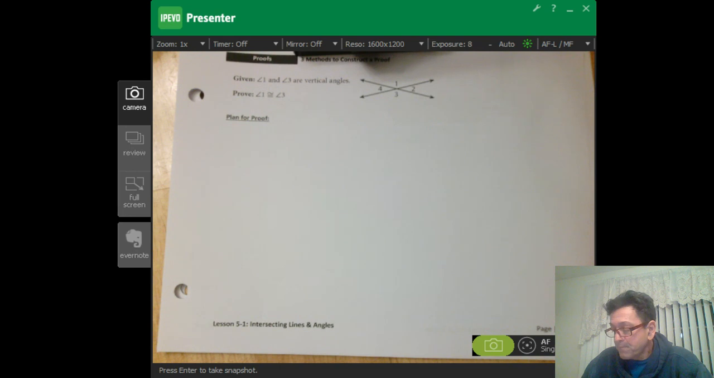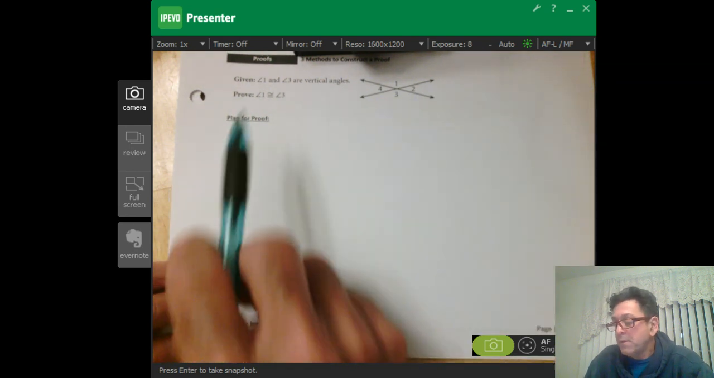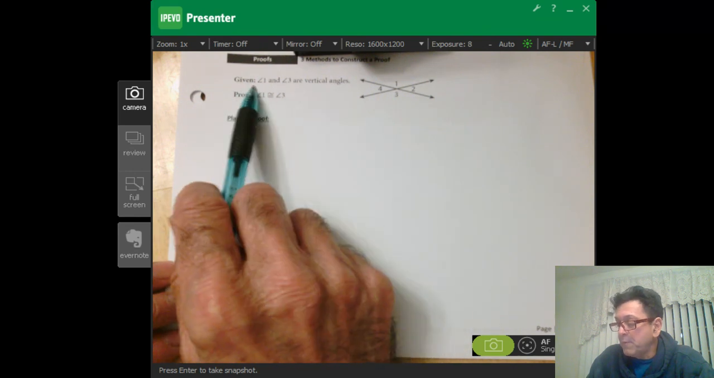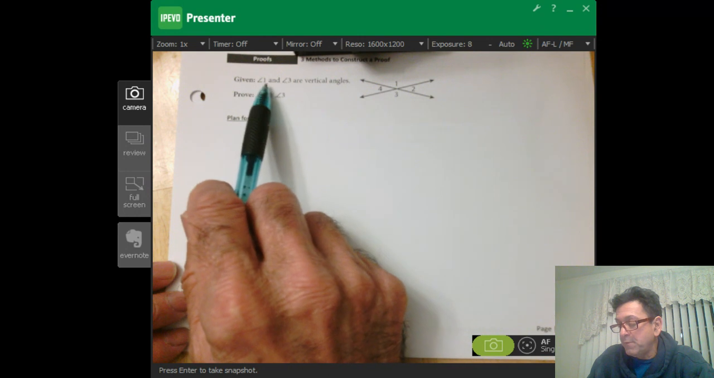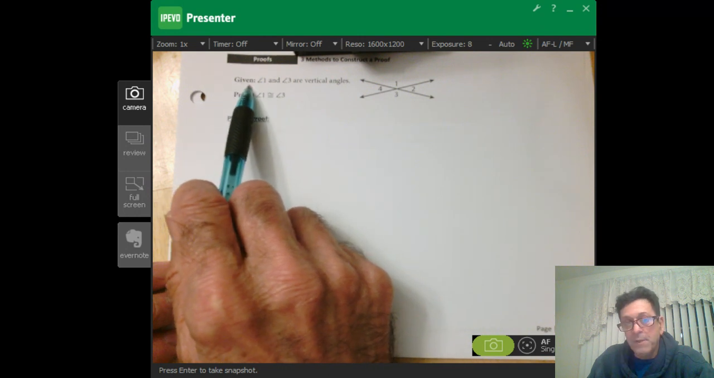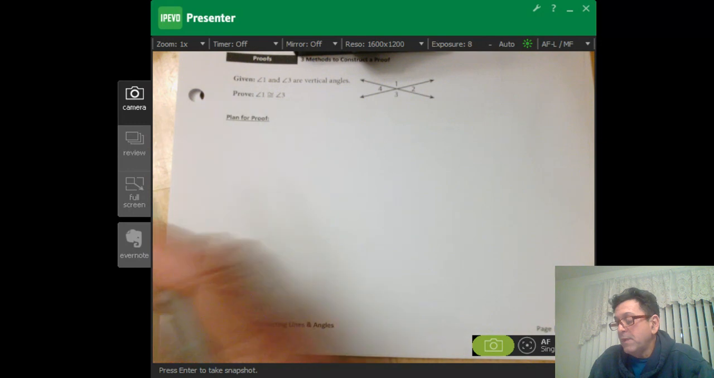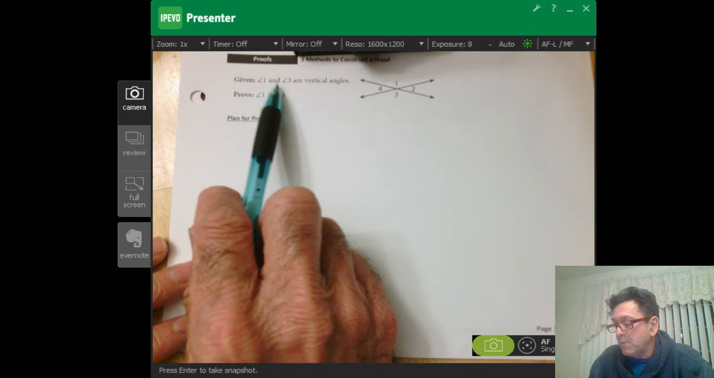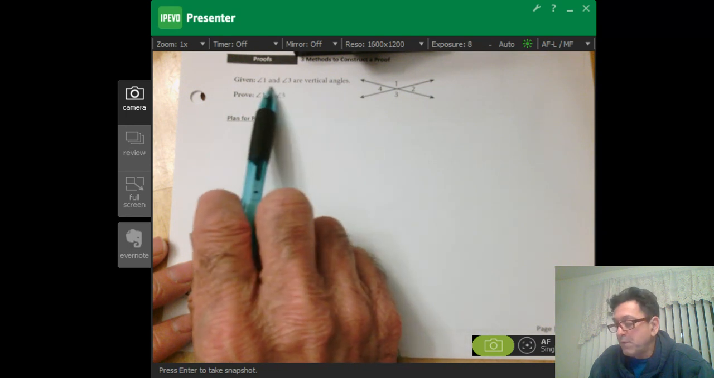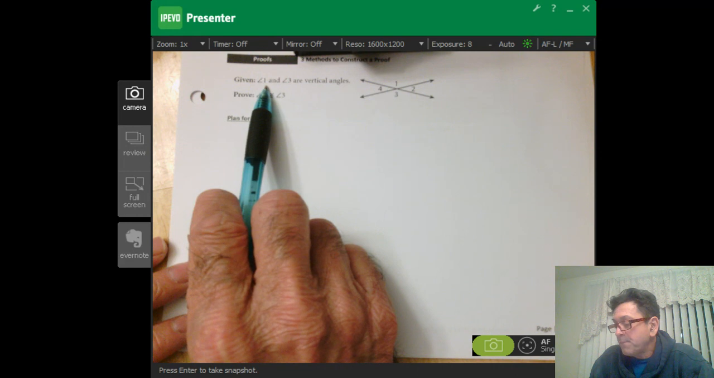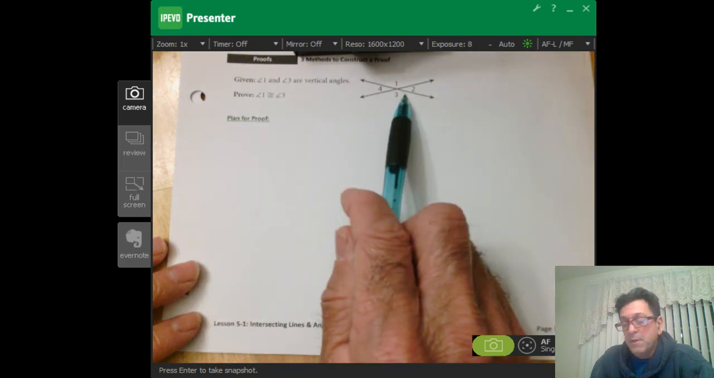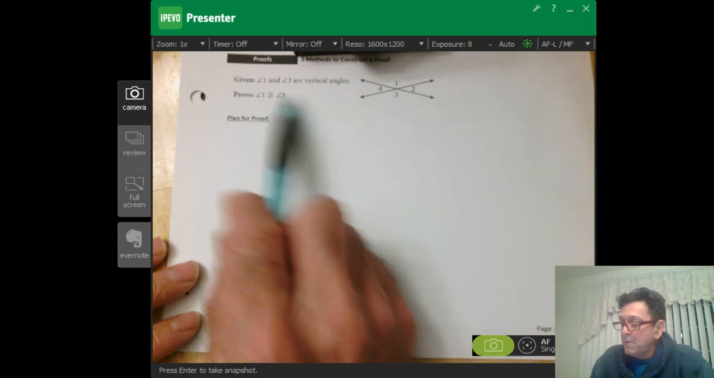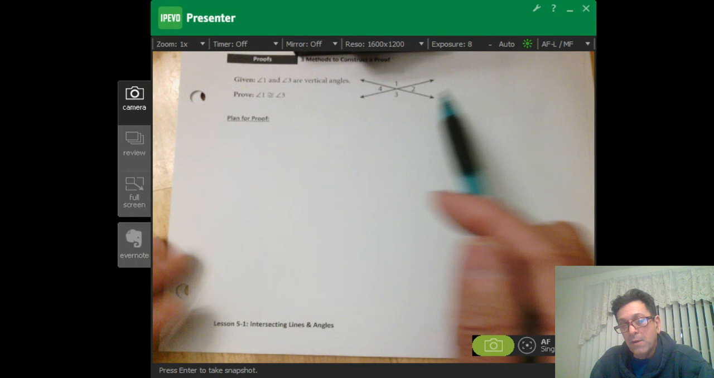So first of all, in a proof, you are normally given some information at the top. So here there's two different forms of information the way they've given it to you. The given information means the information they're literally giving to you to be able to solve the problem. So here we have angle 1 and angle 3 are vertical angles. So that's in written format. Now, quite often, you will also have a picture that goes along with it. Any information that's in the picture or in the words is information that you are allowed to use in the proof.